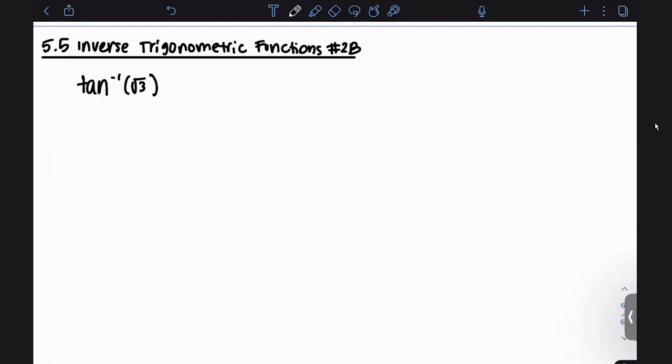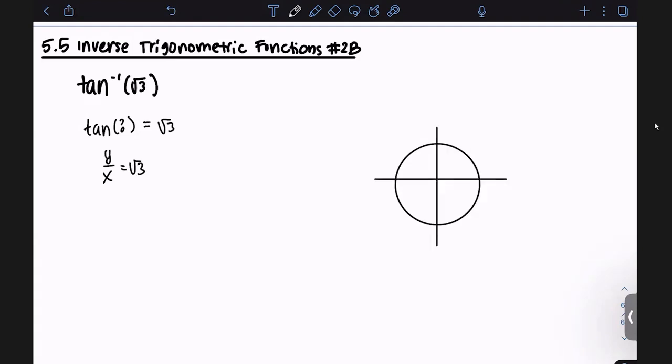So here we're trying to find arctangent of the square root of 3. Another way that we can write this is tangent of what value is equal to the square root of 3. And that just means that when we look at a point on a unit circle, we're really just trying to find what point, where I can take y over x, is going to give me the square root of 3, right? And so this is our unit circle.